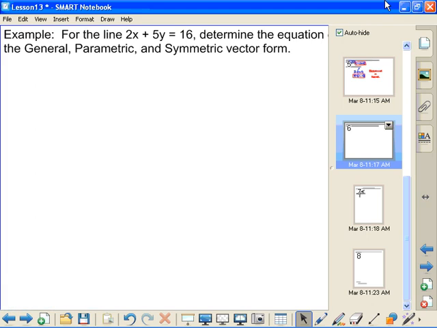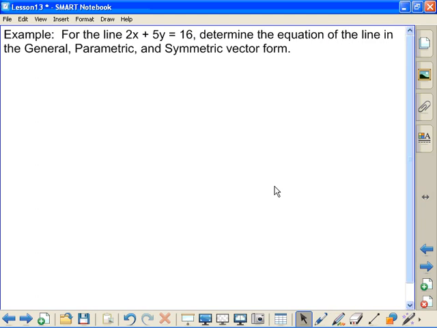All right, finishing up, I think I have 3 examples to run through quickly here. For the line 2x plus 5y equals 16, keep in mind that's standard form. Determine the equation of the line in general, parametric, and symmetric form. Remember, general form is an alternate word for vector form.